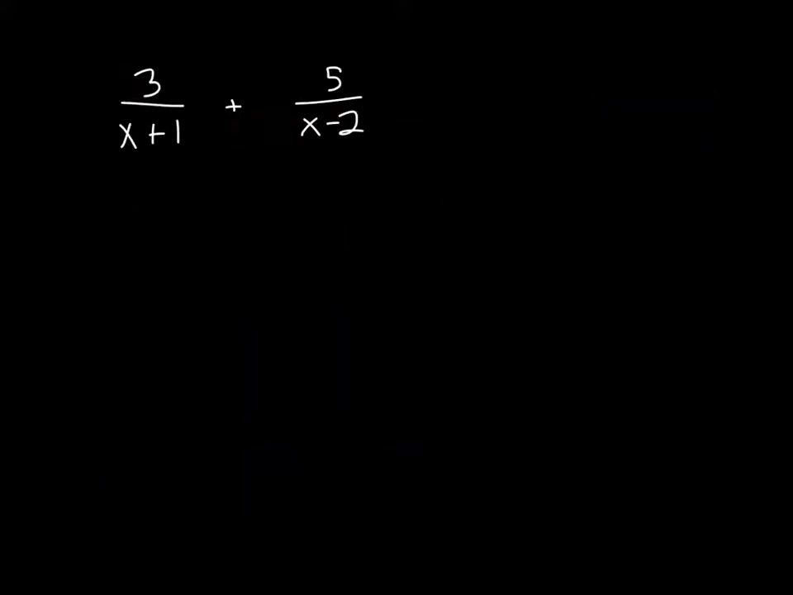Okay, in this example, we do not have common denominators. We also need to remember that the fraction bar is a grouping symbol. So x plus 1 is a group, and x minus 2 is a group. So for our common denominator, we need both groups. We need the x plus 1, we need the x minus 2.